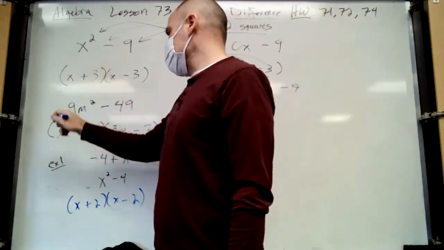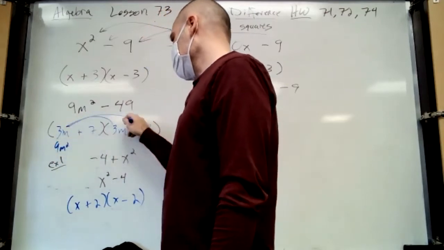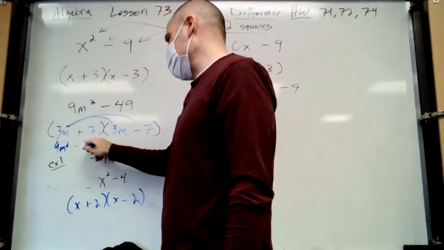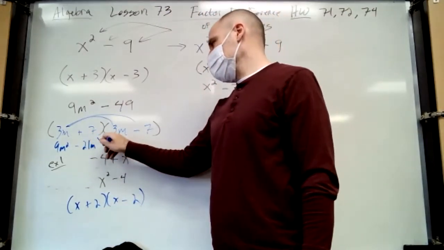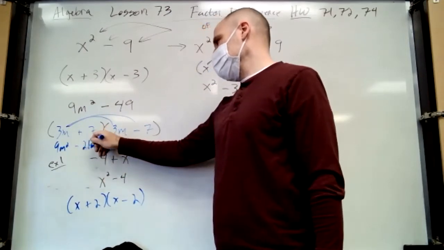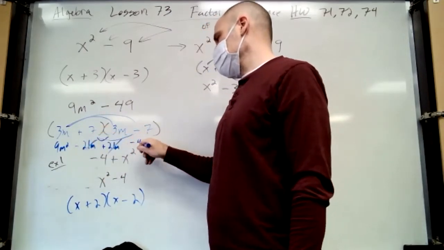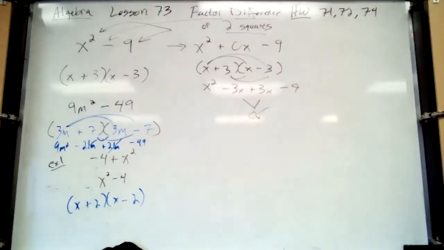When you multiply this out, you get 9m squared plus 21m, and when you're foiling it out, you get minus 21m, which cancels, and then you get minus 49. So you're left with what you started with. If you're still not getting it, make sure you foil it out, test it, check your work. Okay?